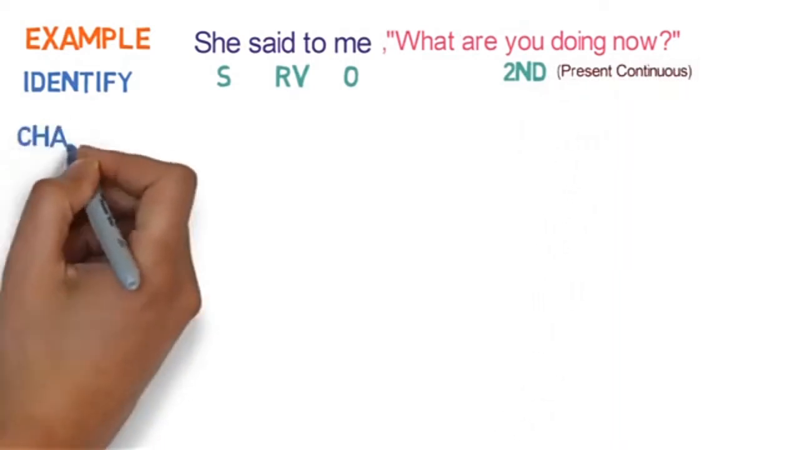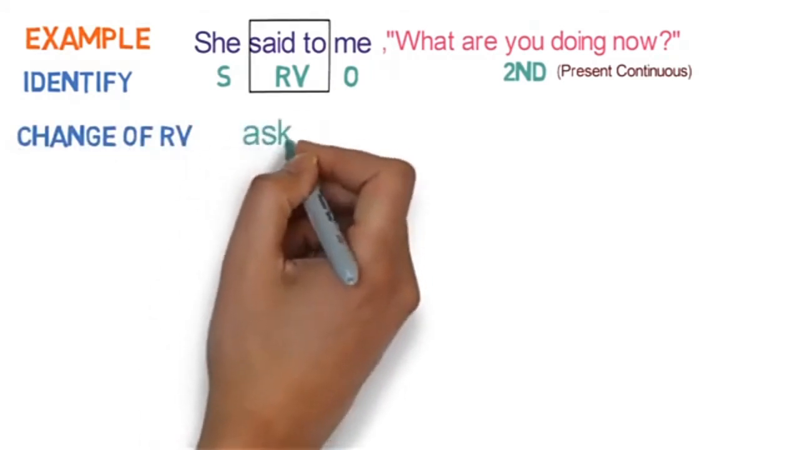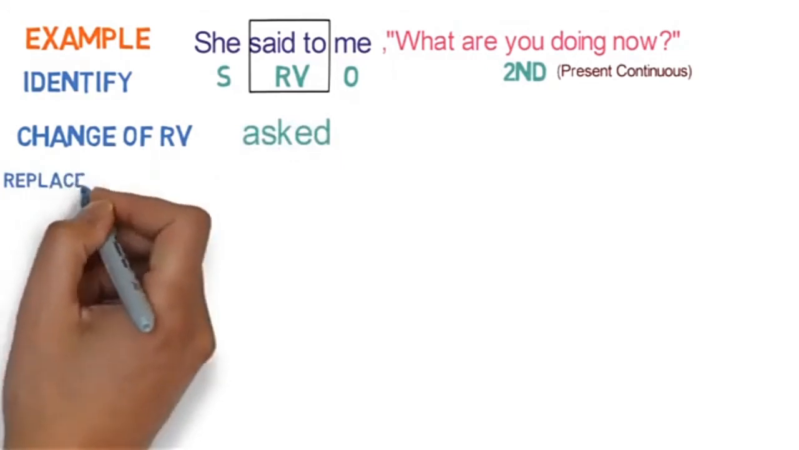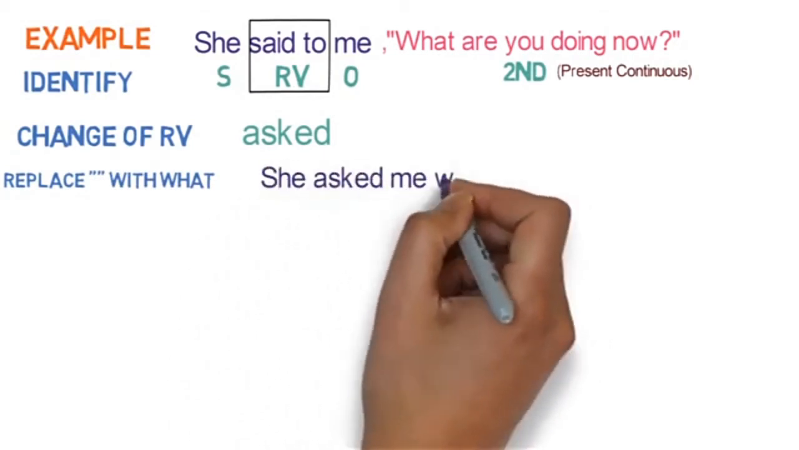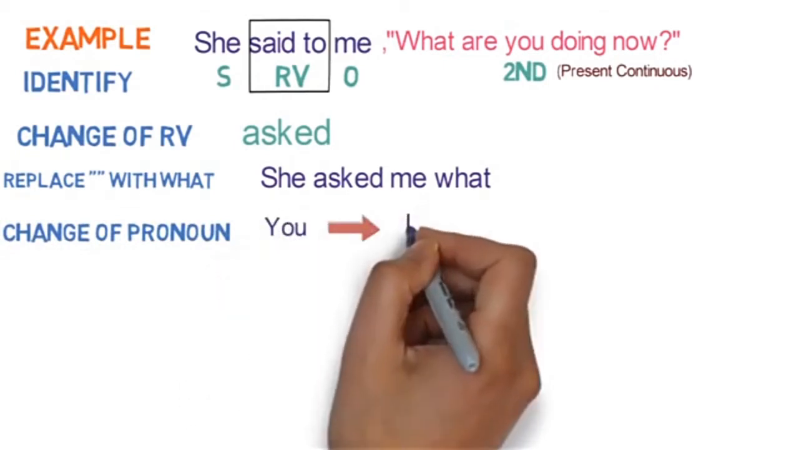Step 2 is to change the reporting verb. Said to will become asked here. Step 3 is to replace the inverted comma with what, as it is a direct question. So the sentence will become like this. She asked me what. Step 4 is change of pronoun. Here you is the second person and object is me. So you will be converted to I.